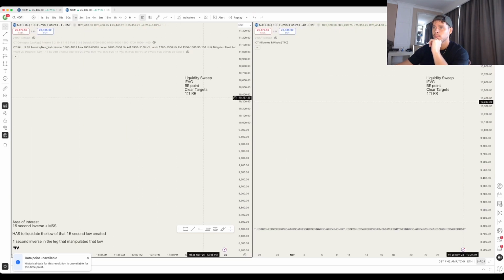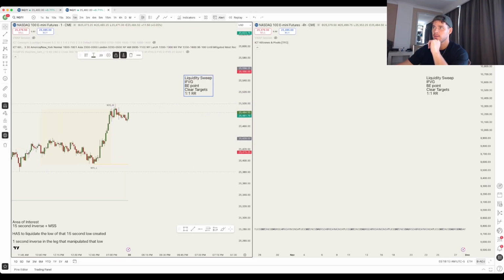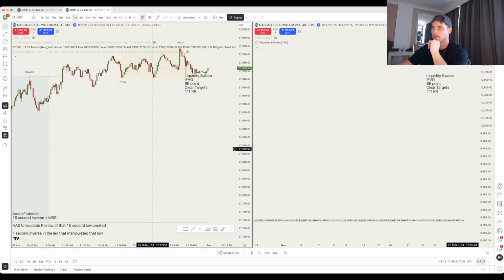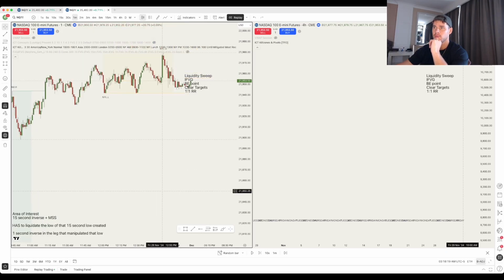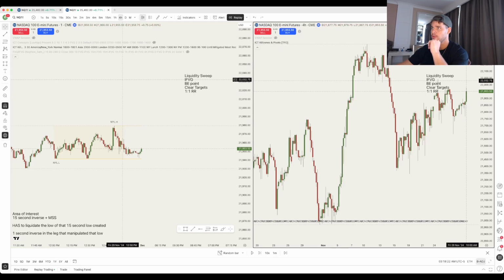Alrighty. Now, when you do replay mode, you want both of these on all charts. Then what you're going to do is click replay mode and go random bar. Alrighty, this is going to bring us into a random time. And what we're going to do is align these.